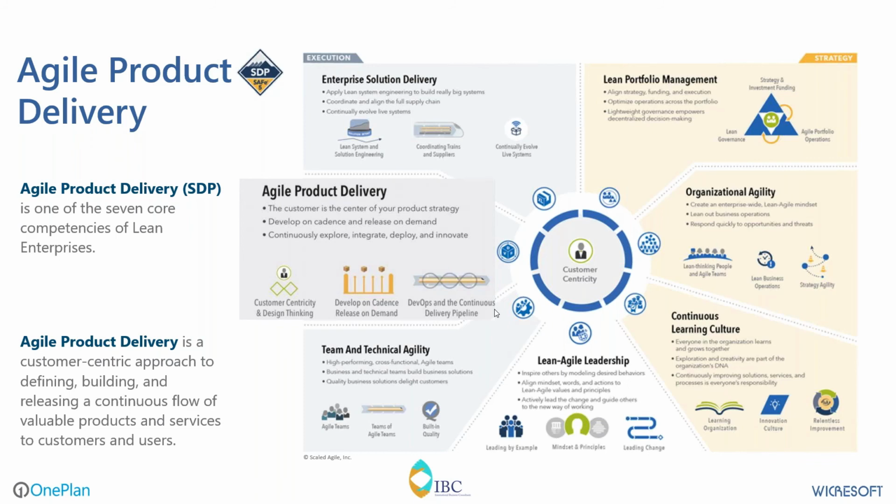And you can see the definition is very aligned to what DevOps actually is: a customer-centric approach for releasing continuous flow products and services to customers. We've done previous webinars. You can go to our webinar site and see whether we've addressed lean portfolio management and organizational agility. This one is, I would say, one of the 2 core ones within Scaled Agile, where team and technical agility defines how teams are going to work and develop, and Agile product delivery brings it all together. So this is a core competency that you want to focus on.